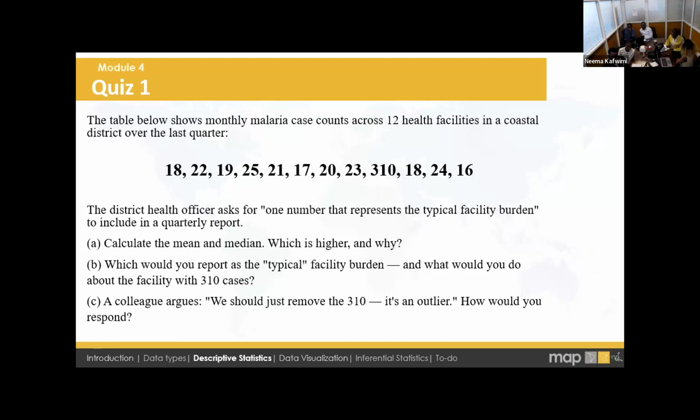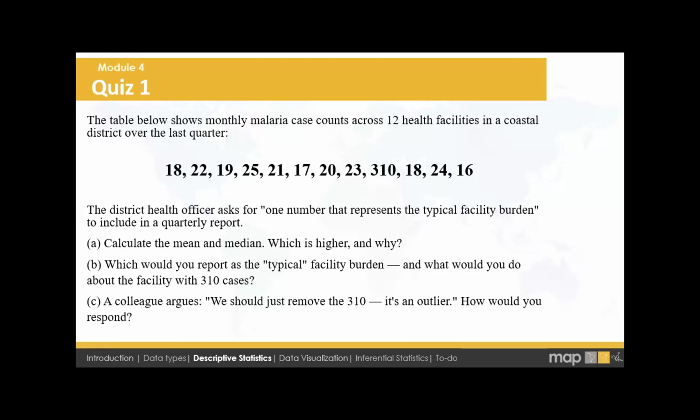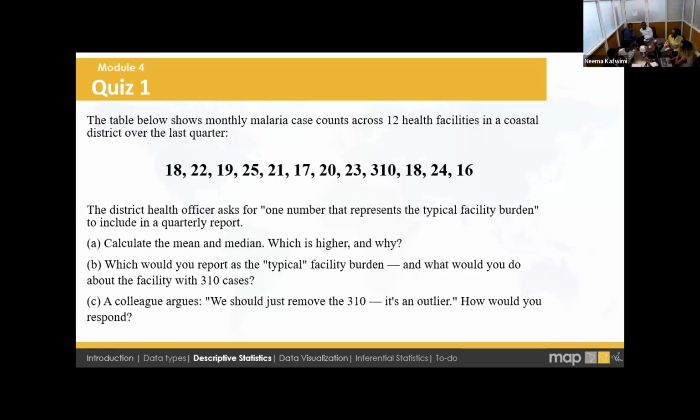So to those in-house, what is the mean? 44.42. 44 point 42. And the median? The median is what? 20.5. 20.5. Thank you.